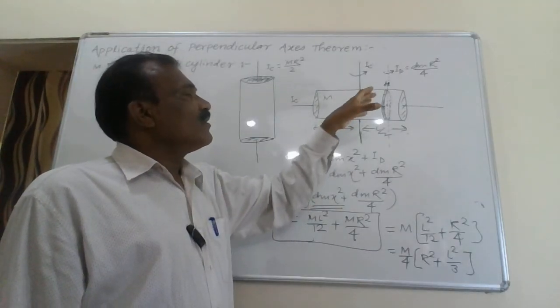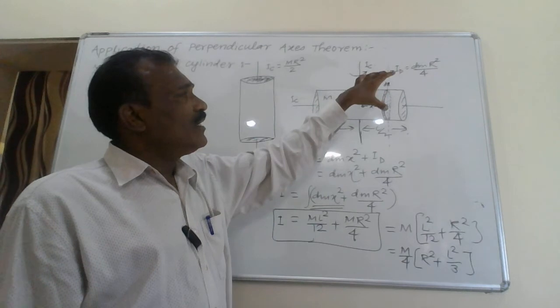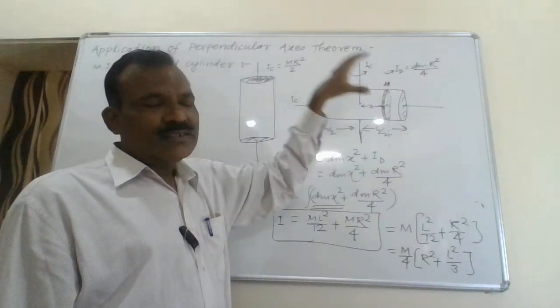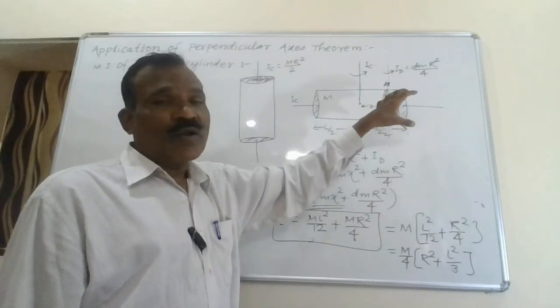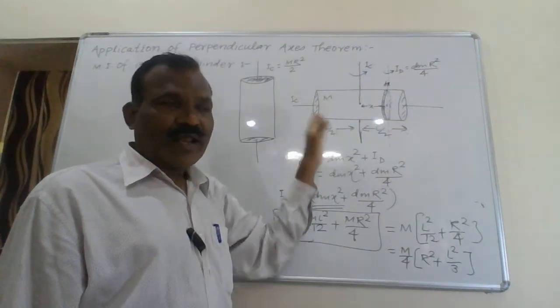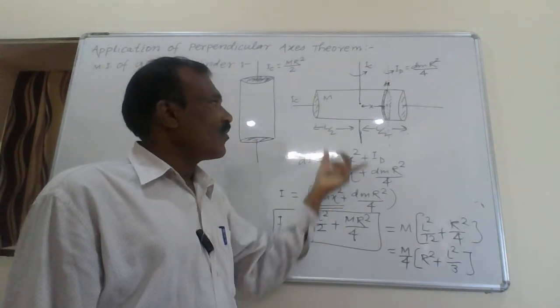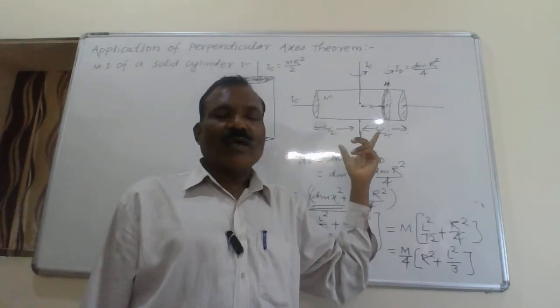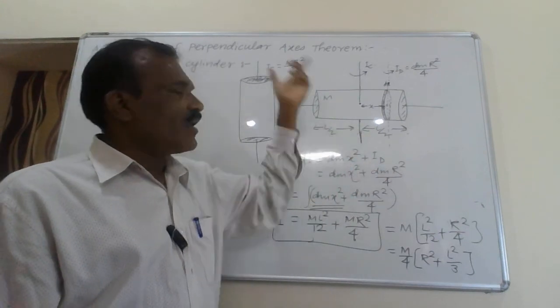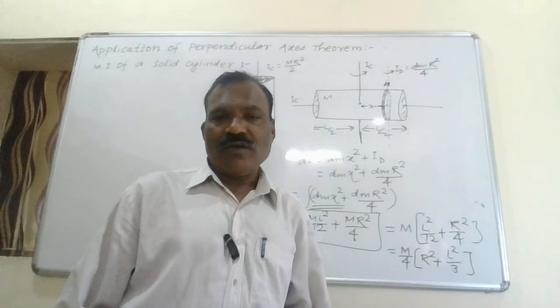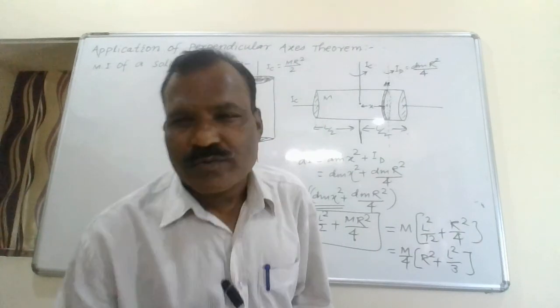To find the I, we can consider here the elemental disc. The elemental disc has the thickness dx. It is at a distance x from our axis, and from that we can find here the total moment of inertia of a solid cylinder about an axis perpendicular to its length. So we'll stop here. We will see in the next period now. Okay.